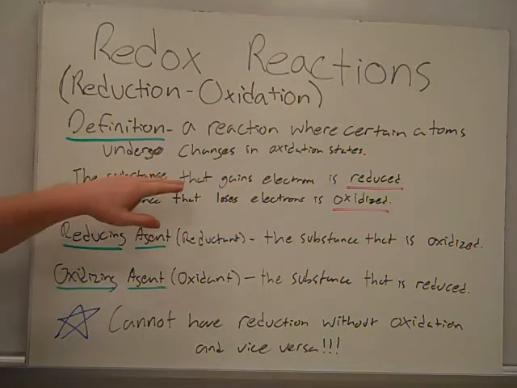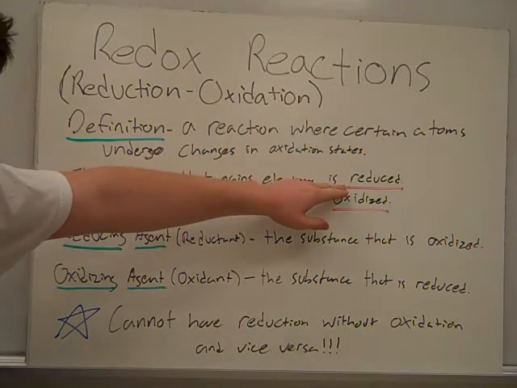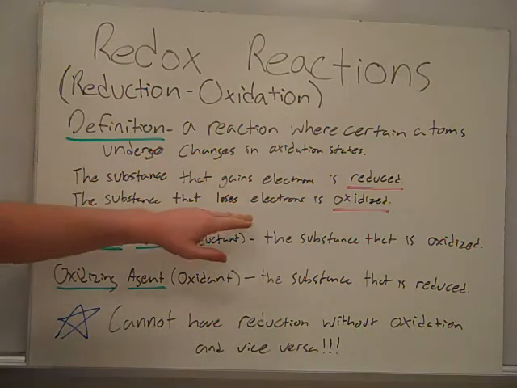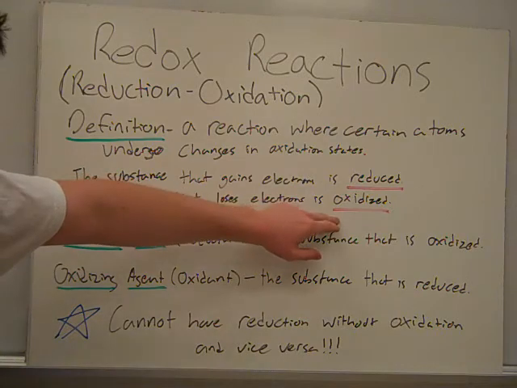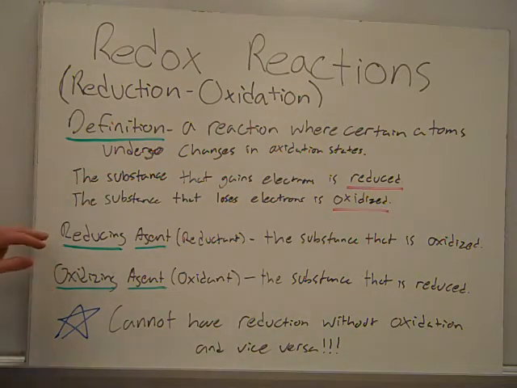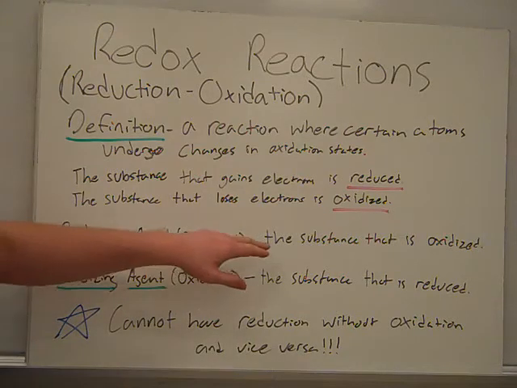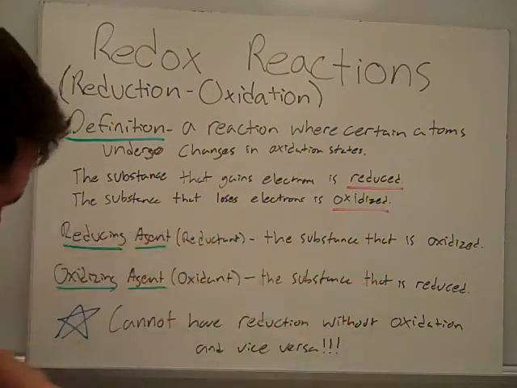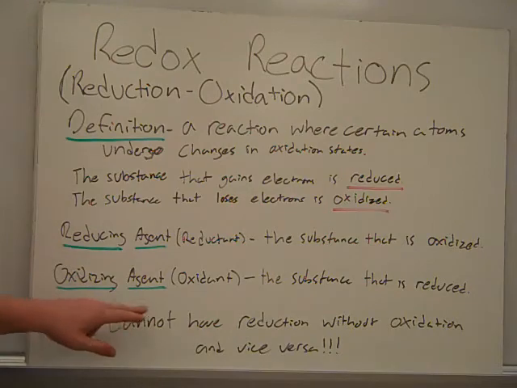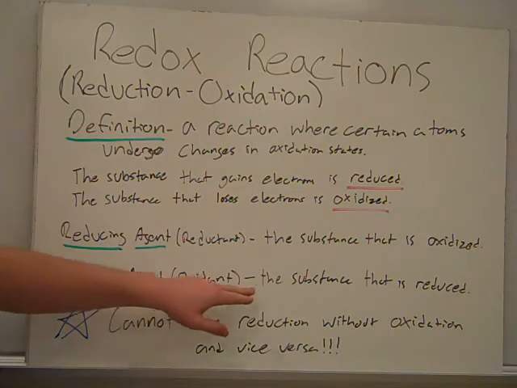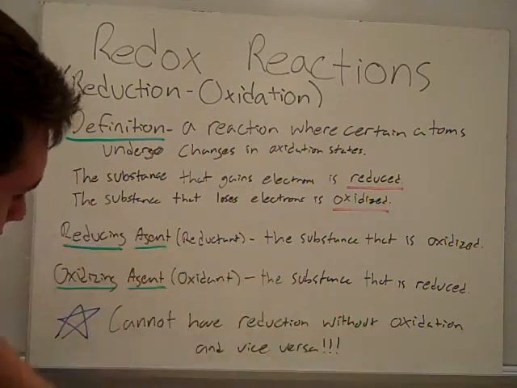One is the substance that gains electrons is being reduced. The substance that loses electrons is being oxidized. And the reducing agent, also known as the reductant, is the substance that is oxidized. The oxidizing agent, also known as the oxidant, is the substance that is being reduced.